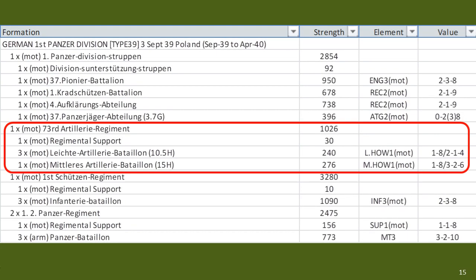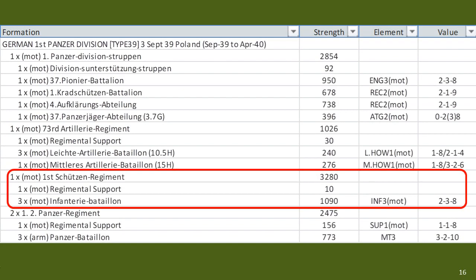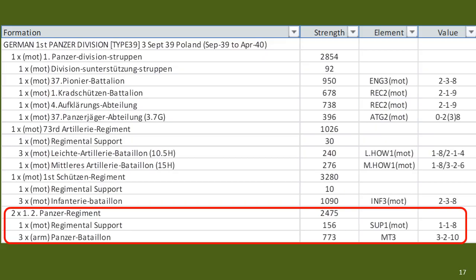The artillery regiment, which was fully motorised, consisted of 3 light and 1 medium artillery battalions. The motorised infantry regiment consisted of 3 motorised infantry battalions. Finally, but certainly not least, each of the 2 Panzer regiments consisted of 3 Panzer battalions.